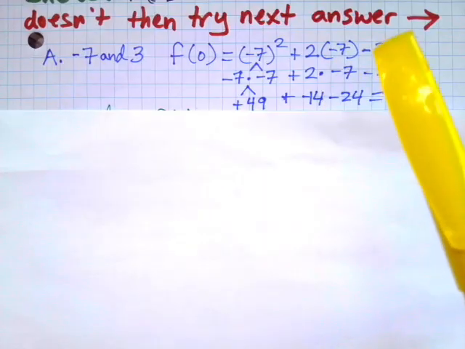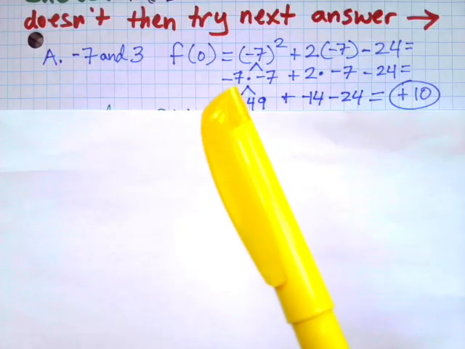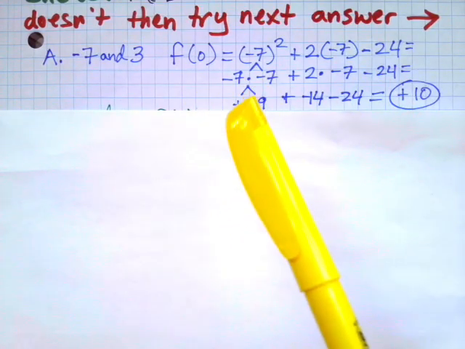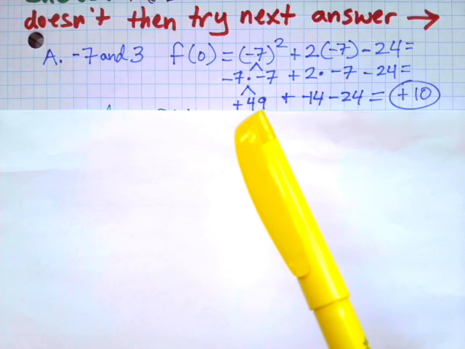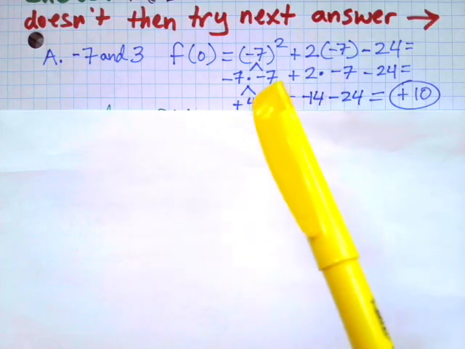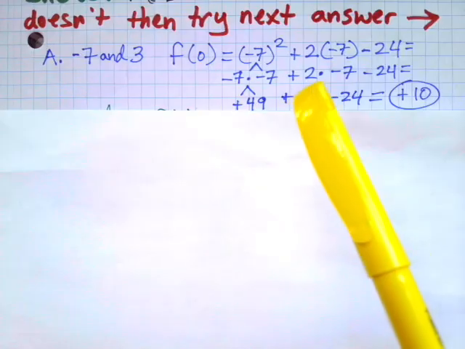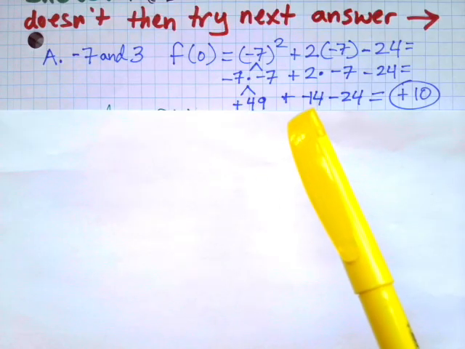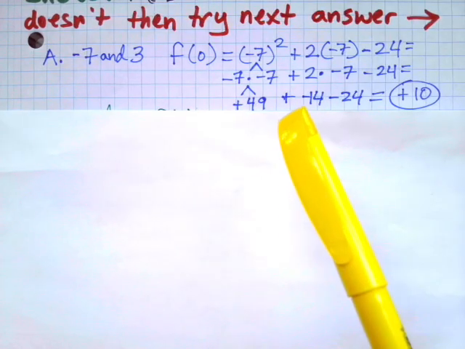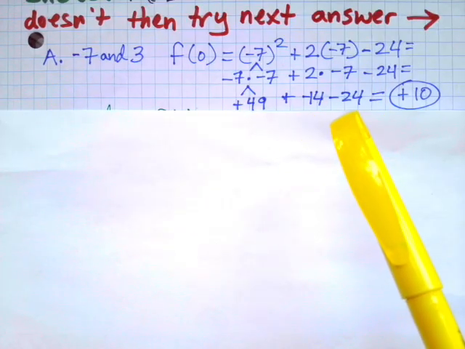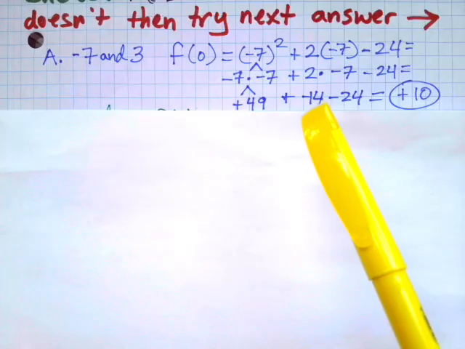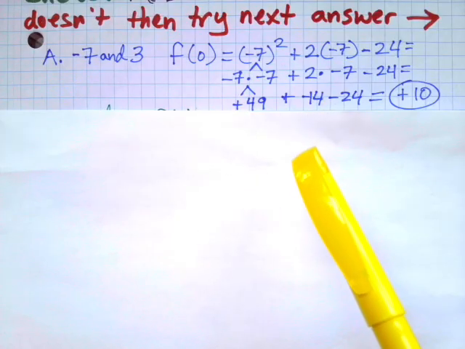I'm just going to bring down the rest of my terms. -7 times -7 is a positive 49. Next operation is to multiply: 2 times -7 is -14. I can put a plus sign between the two terms. It's not going to change anything. And then I'm just going to bring down that -24. I could have put a plus sign in front of that negative sign as well.